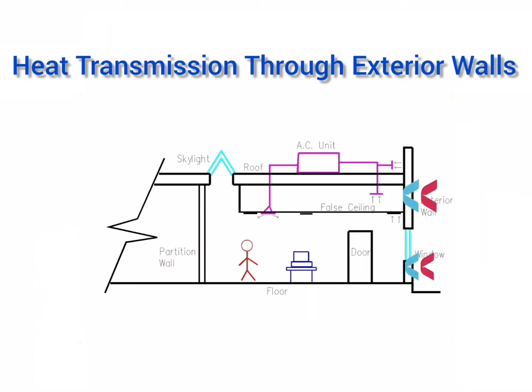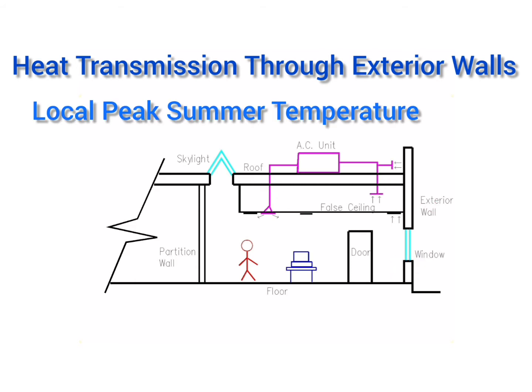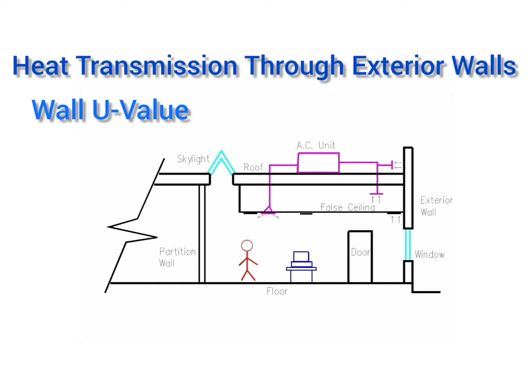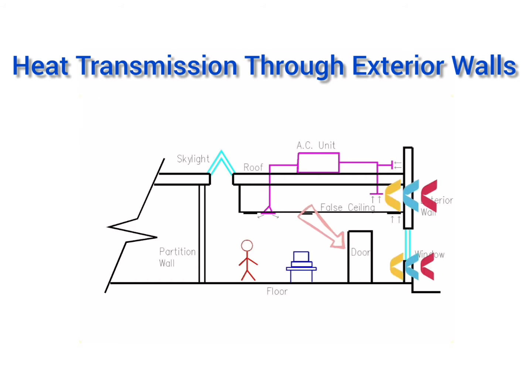We will start with heat transmission through exterior wall, which depends on local peak summer temperature, area of wall construction, and hence its U value. U value is thermal transmittance. It is simply the rate of heat transfer across a substance due to temperature difference on both sides of that substance. It measures how effective this substance is as an insulator. An exterior door can be treated similarly to an exterior wall and have the same conditions.